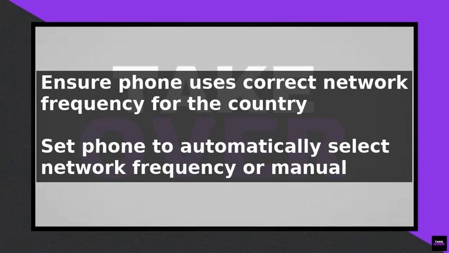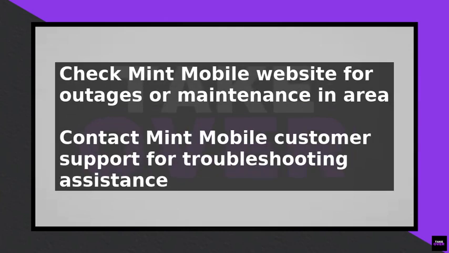Additionally, check the Mint Mobile website for any outages or maintenance in the area you are in. This can cause international roaming to not work and is usually resolved once the outage is fixed. Finally, contact Mint Mobile customer support if none of the above steps resolve the issue. They can assist you with troubleshooting or provide additional information on international roaming in your area.